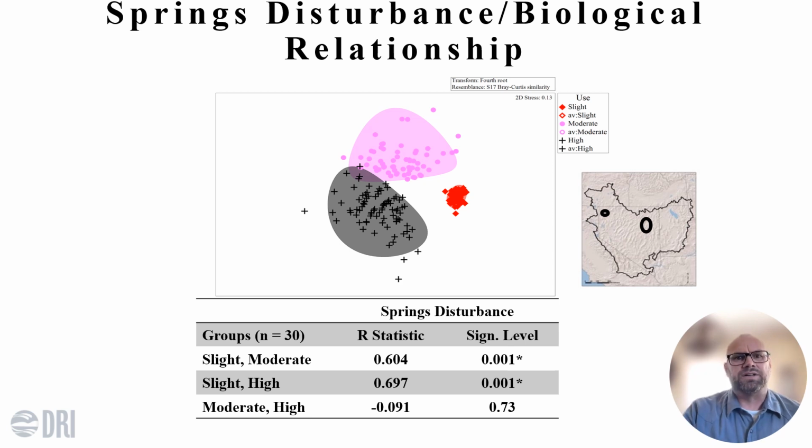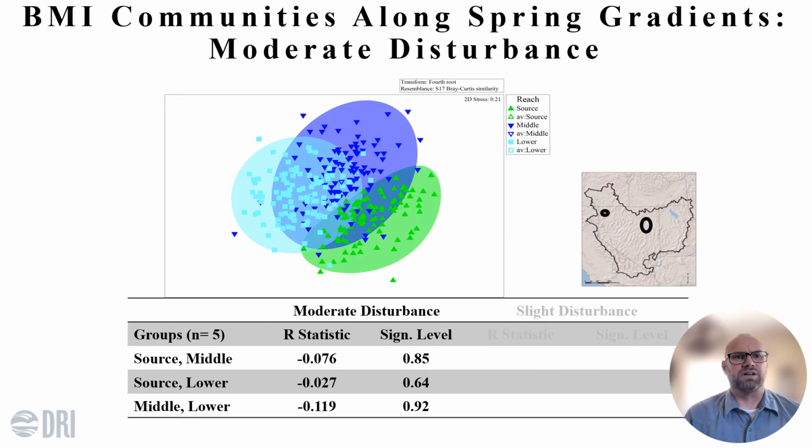So our next question is, we wanted to look at these disturbances at a spring gradient scale, moving from the source to the middle to the lower section. And at moderate disturbance, we see that we have an overlap of BMI community structure, indicating that for the most part, the BMI community structure is homologous from source to lower. And there's no statistical difference based off of where you sample those BMIs concerning community structure.